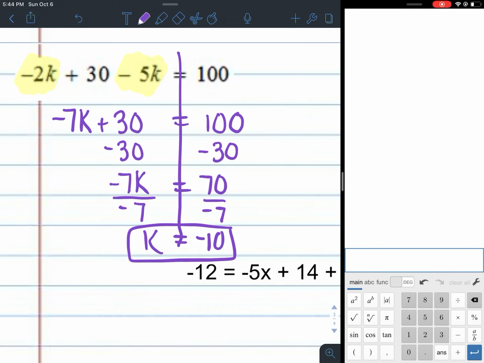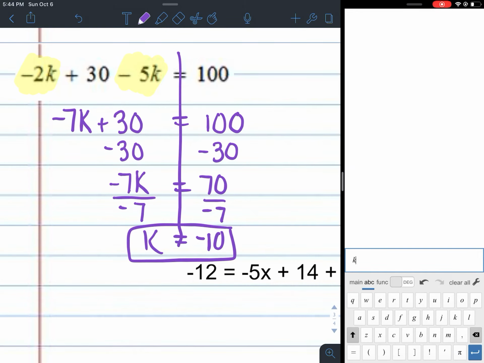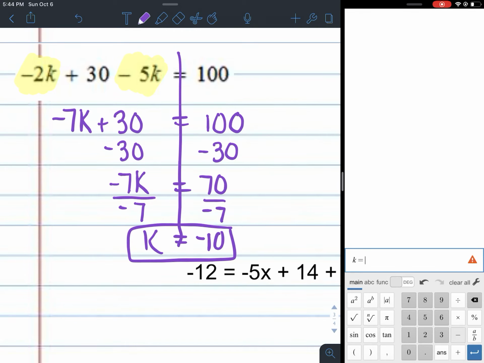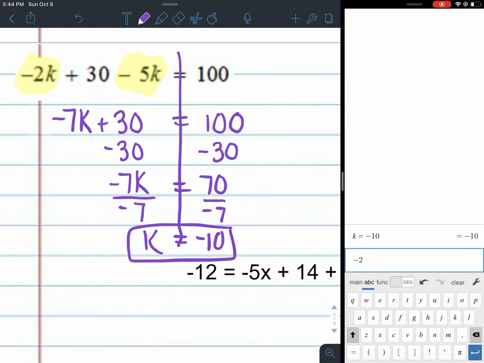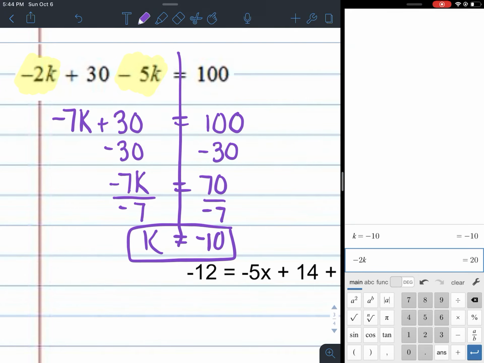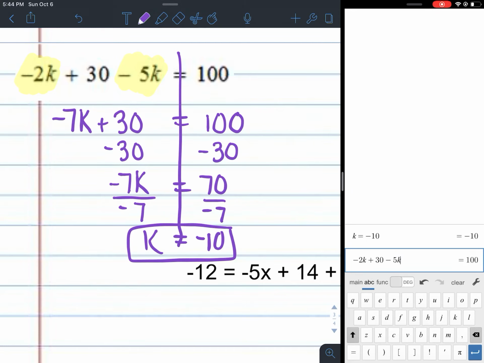The second way we can check this is we can actually store the value for k. So we can type in k equals, and then you can type in negative 10. And then you can just type the problem in. So negative 2k plus 30 minus 5k, and it gives you 100. So either one of those ways will work for checking your answer.